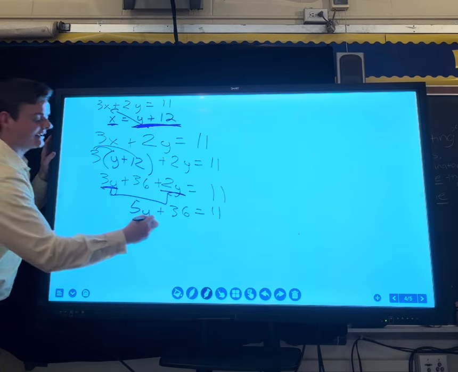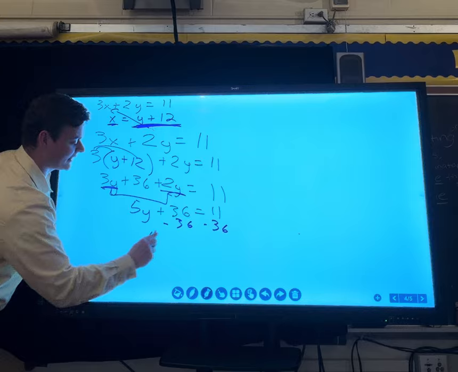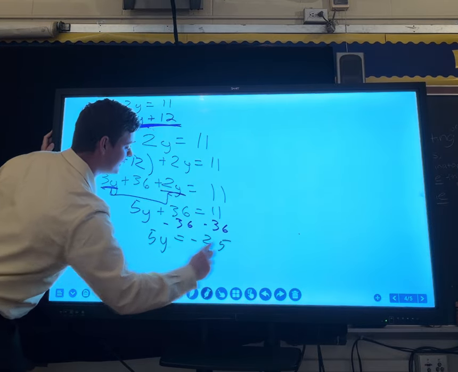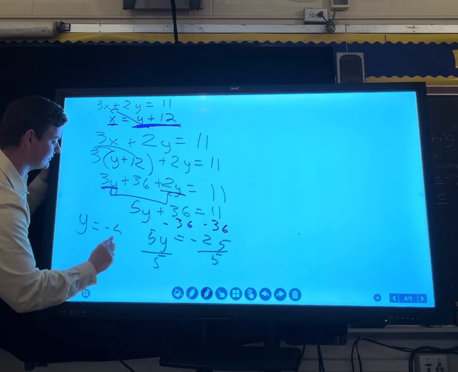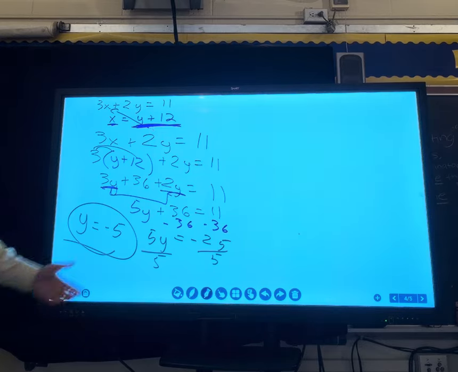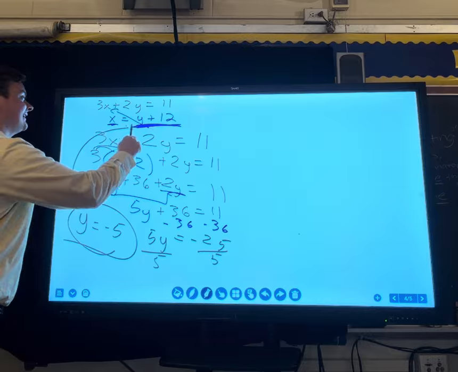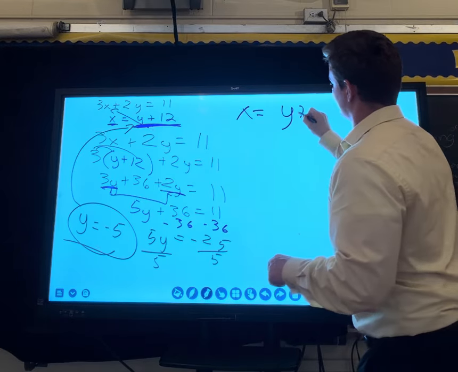How do I get y by itself? Minus 36, minus 36. I'm left with 5y equals 11 minus 36 is negative 25. Divide by 5, divide by 5. Y equals negative 5. Does it matter that I got the y first? No, but I still need to find the x. Once I have this y, I plug it in to that equation. X equals y plus 12.